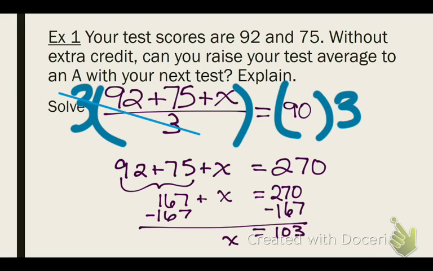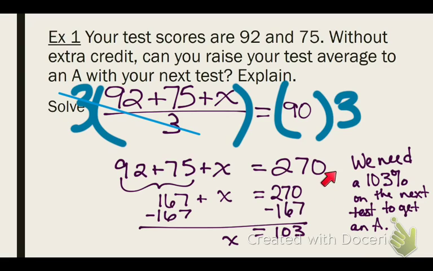So we get 103. So as of right now, we need 103% on the next test in order to get an A. Yeah, it's impossible. If we don't have extra credit, then we can't get 103%. Impossible. Oh, Dios mío. All right, impossible. Let's go to the next one.